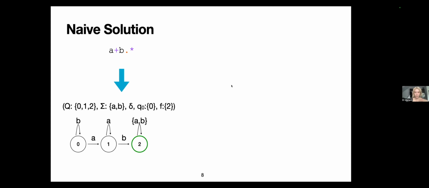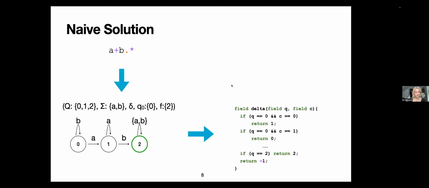So let's consider what it would take to express this as an arithmetic circuit. The biggest part of our automata is that delta, that transition function. And naively, we could represent this with a series of cascading if statements. If you're in state 0 and you see an A, move to state 1. If you're in state 0 and you see a B, stay on state 0, etc., etc.